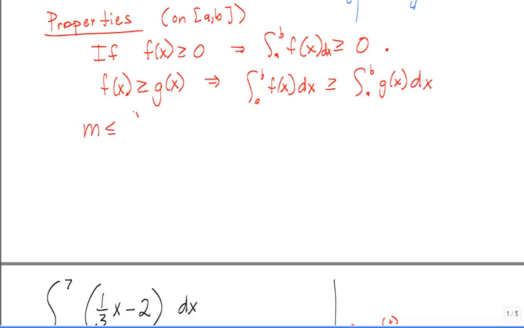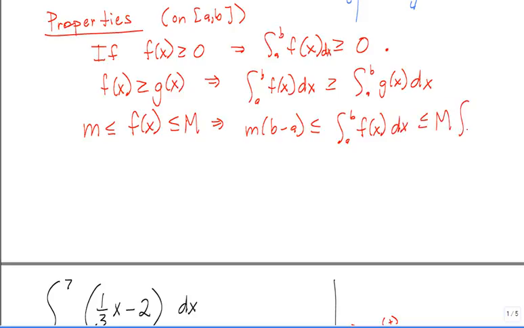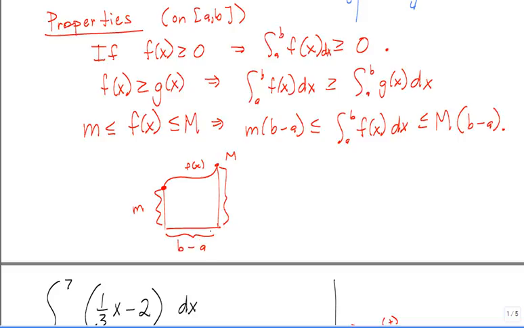If your function is between two values, a min and a max, then I can estimate the integral to be between these two values. And that's good for estimation purposes, because sometimes you don't want to find the integral, you just need an estimate. Now this makes sense, because let's say your function is like this. So this is your min, this point, and this is your max, and in this example, this is your m. And your width, that's your b minus a, the difference.